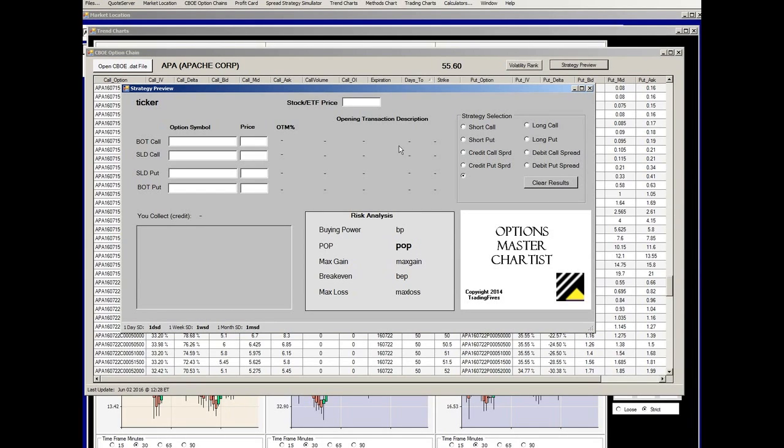Now, I would spend a little more time doing each of them before making an actual trade, but just wanted to give you an overview of some of the tools that are available.